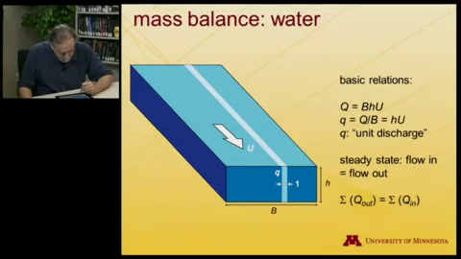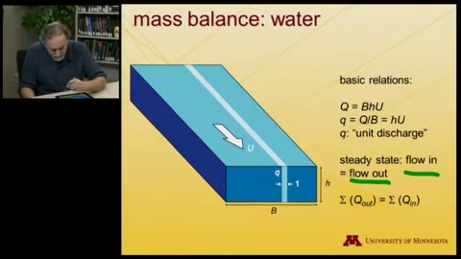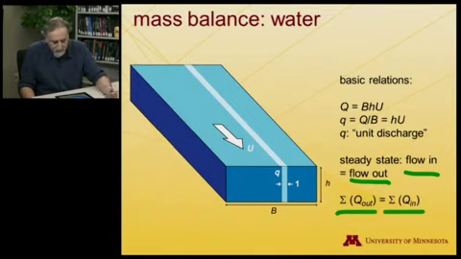But we're going to assume that we're in steady state, which means that the flow over here has to balance the flow out. Or if we want to put it in a more mathy kind of way, we can write that the sum of the discharge inputs and the sum of the discharge outputs is the same. But what exactly do we mean by the discharge?